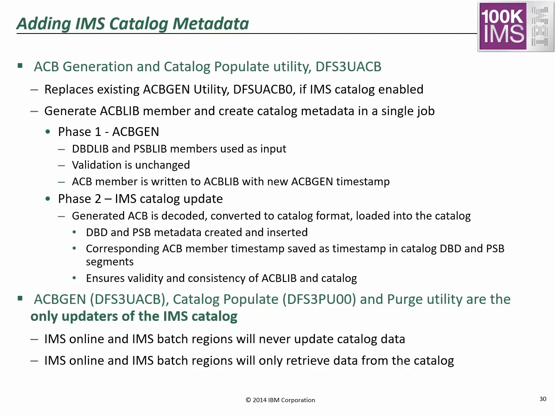These are the three utilities that are the only updaters of the catalog. And of course, I mentioned this earlier, going forward, DDL will also update the catalog, right? The IMS online environment, IMS batch regions will never update the catalog data, right? IMS online and IMS batch regions will only retrieve, they'll only reread what's in the catalog, right? You should never write application programs to go in and manipulate the data in the catalog, right? This is your trusted online source for metadata for your catalog DBDs and PSBs.